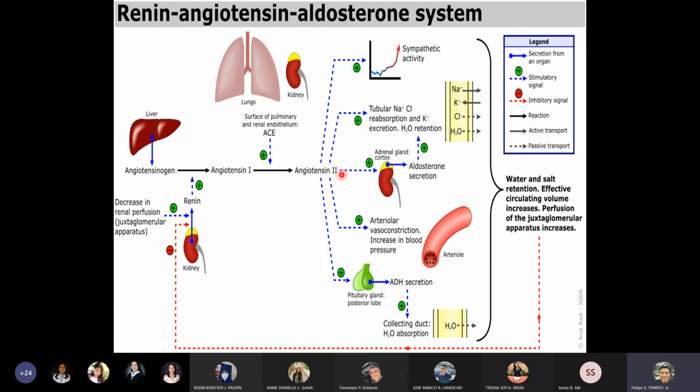Angiotensin 2, remember, is also a powerful arteriolar vasoconstrictor, so it can increase your blood pressure in itself. It also has actions in your pituitary gland. By stimulating your ADH production, more water will be reabsorbed, and it will increase your blood pressure. So the mechanisms of angiotensin 2 are 5: 1, 2, 3, 4, 5.